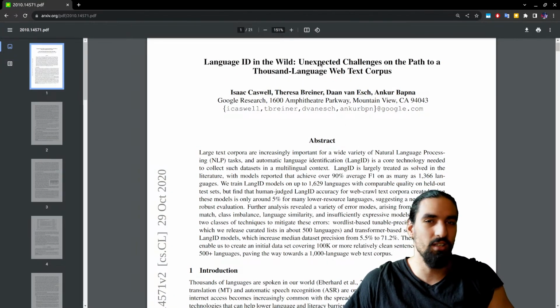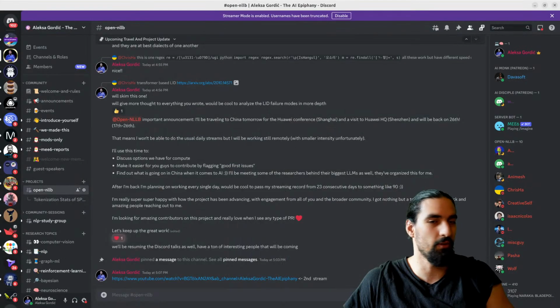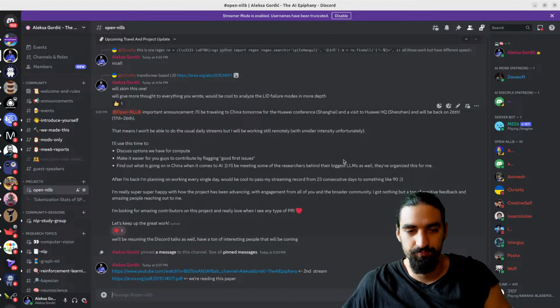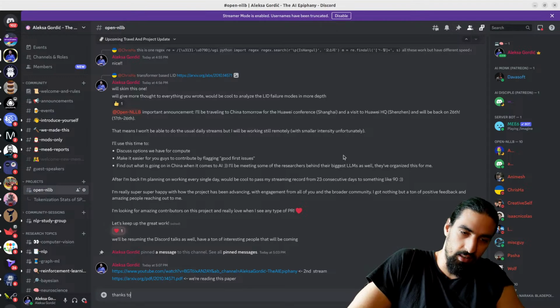Okay, language identification in the wild. Let me just paste this paper to Discord. We are reading this paper. Thanks to Chris.